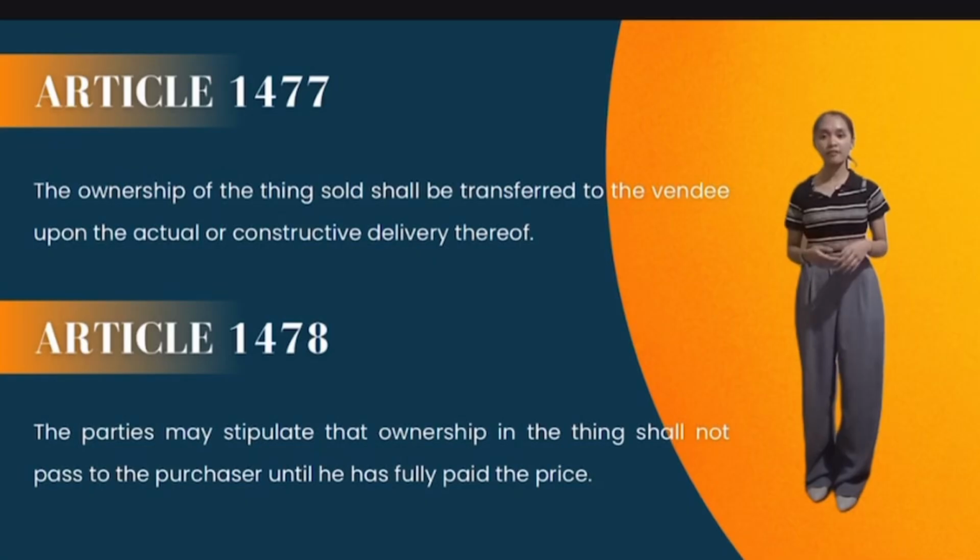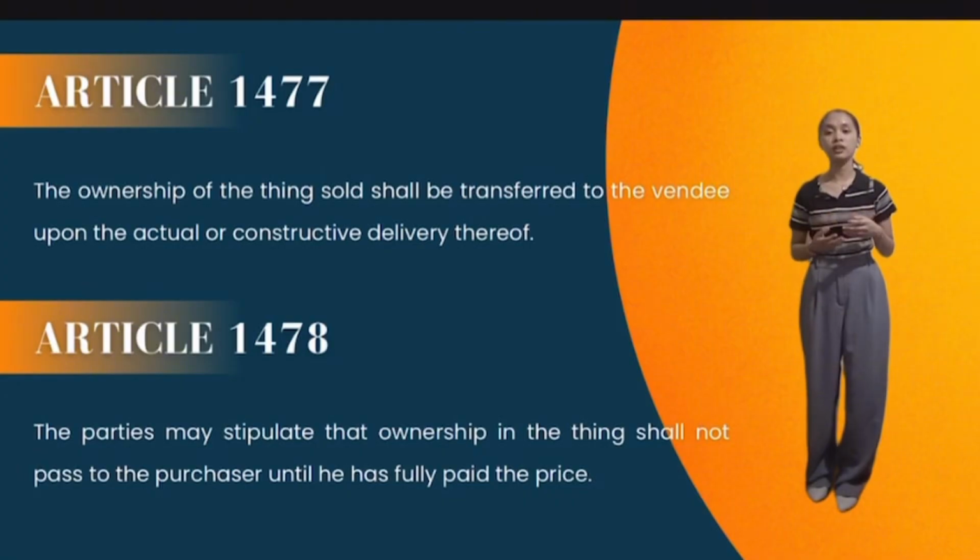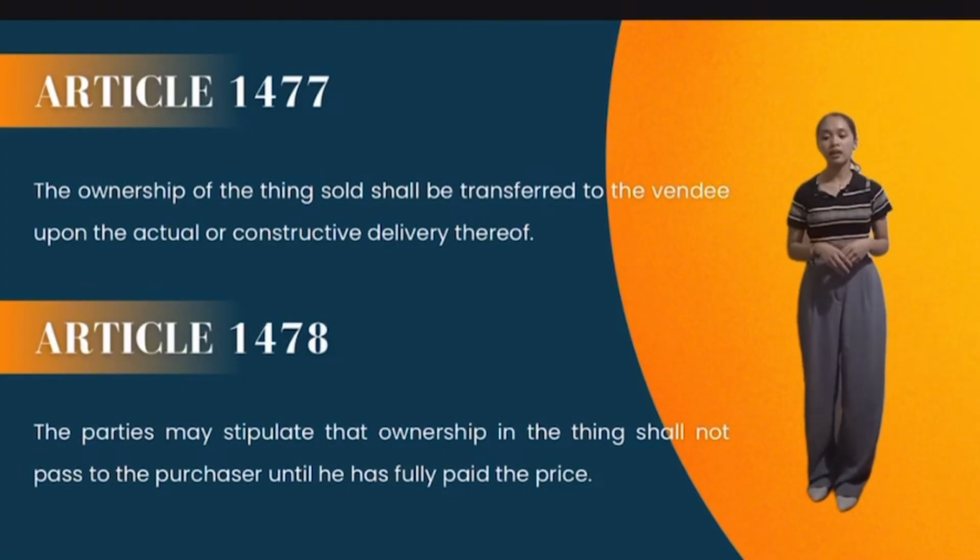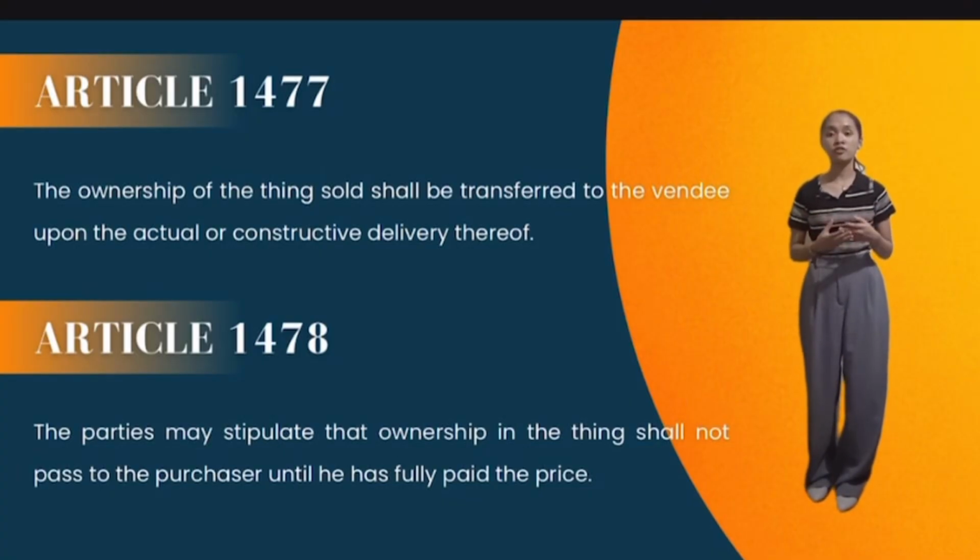Article 1477: the ownership of the thing sold shall be transferred to the vendee upon the actual or constructive delivery thereof. This means that the buyer becomes the owner when the thing is placed in their control or possession, either physically or through legal means like transfer of title.